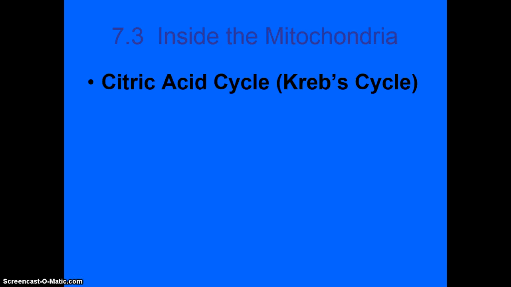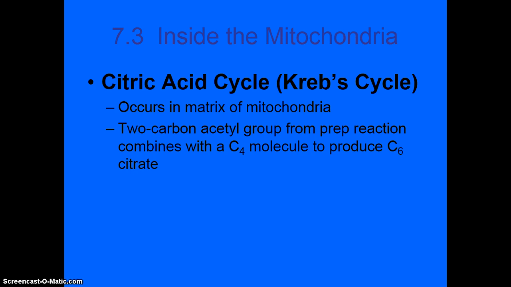So the completion of the preparatory reactions is going to lead us into the citric acid cycle, or the Krebs cycle. This is going to occur in the matrix of the mitochondria. We're going to start with a 2-carbon acetyl group that comes from being a product of the preparatory reaction. It's going to combine with a C4 molecule and produce a C6 citrate, a citric acid like you find in oranges and lemons and things like that.